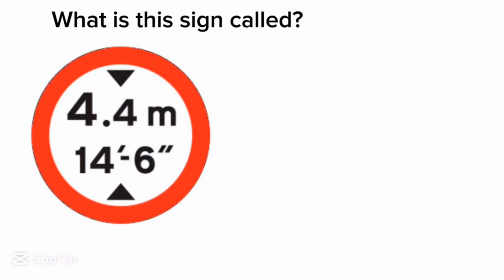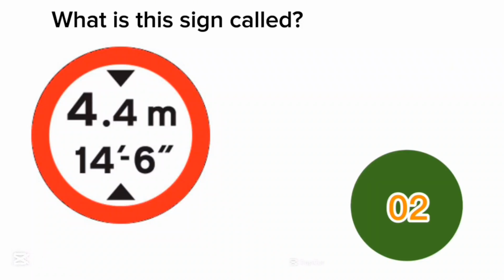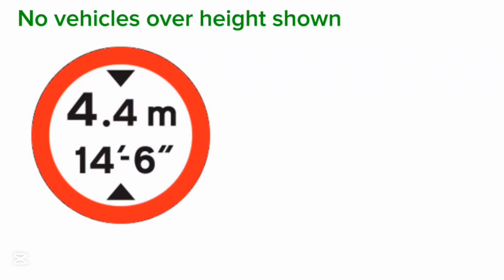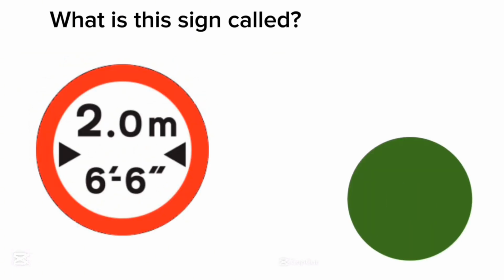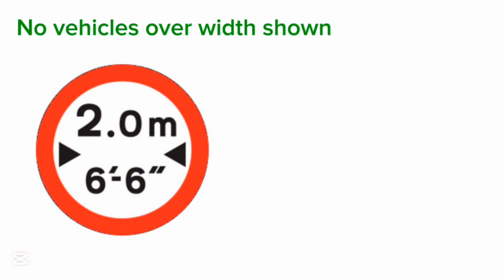What is this sign called? No vehicles overhead shown. This sign is called no vehicles overhead shown, or it indicates that vehicles overhead shown are prohibited or not allowed. What is this sign called? No vehicles over width shown. This sign indicates that vehicles over width shown are prohibited or not allowed.